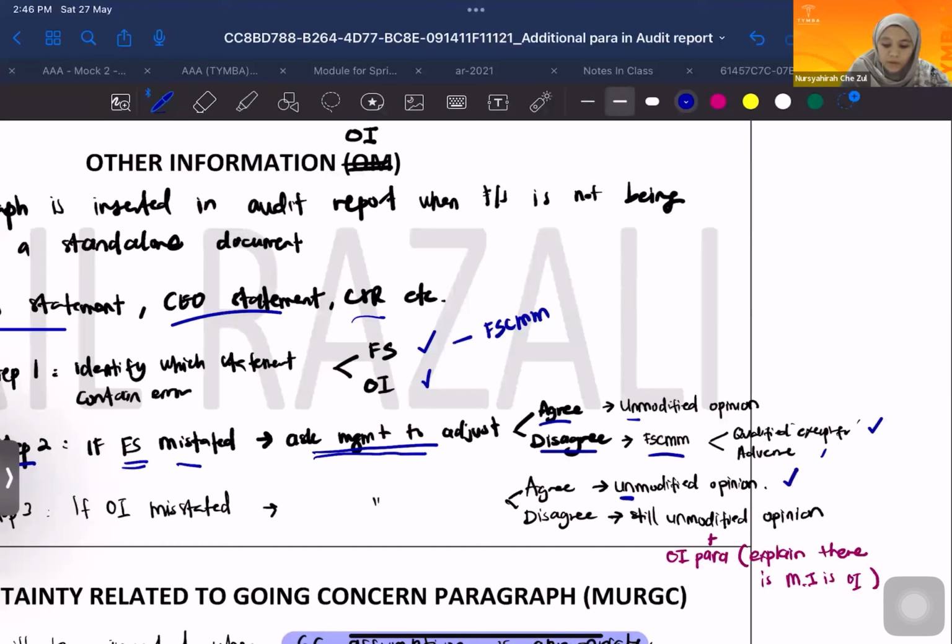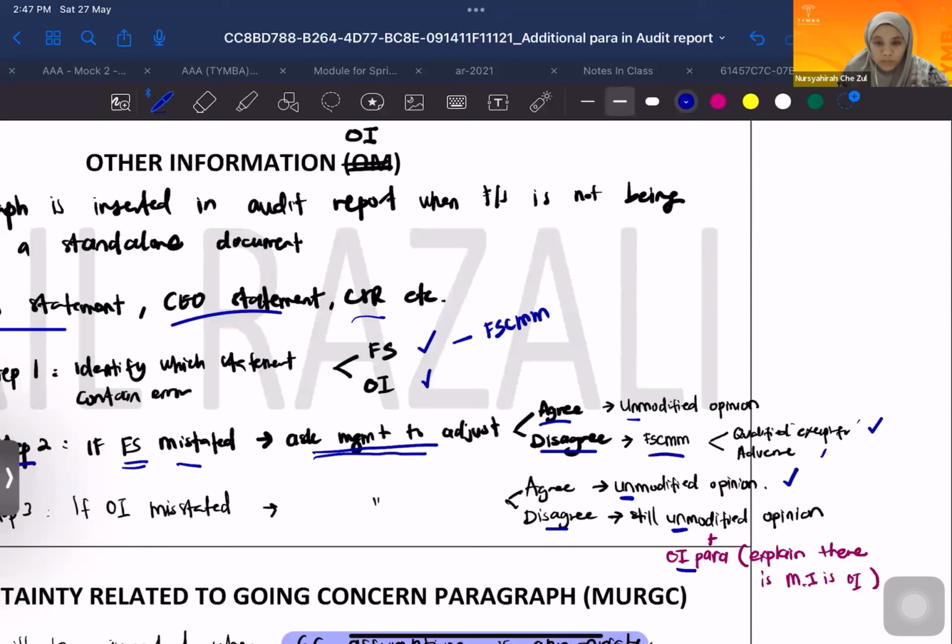However, if management disagrees, refuses to correct some error in the chairman statement, CEO statement, whatever statement in the OI, you are still going to issue an unmodified opinion. Why? It's because at this point in time, the financial statements show a true and fair view. The error is not in the FS. The error is in the OI. Remember, we issue an opinion on the FS. We do not issue an opinion on the OI. So since the FS shows a true and fair view, yeah, we can still issue an unmodified opinion.